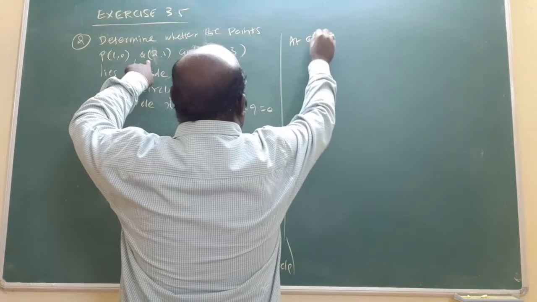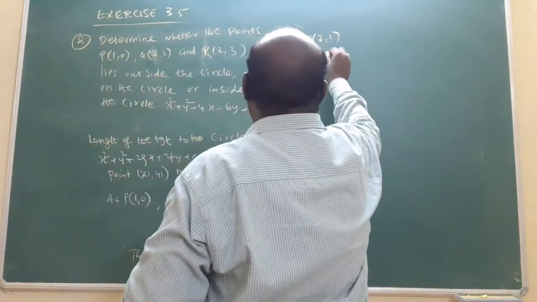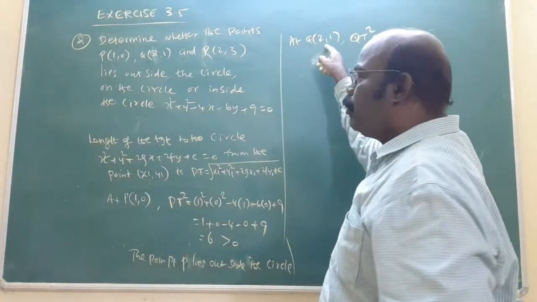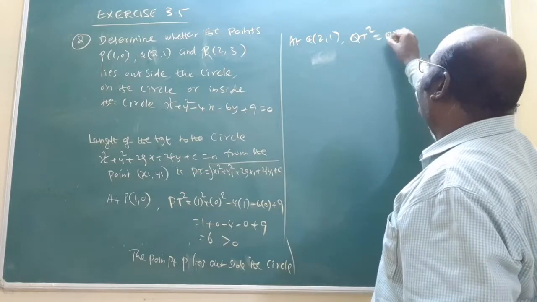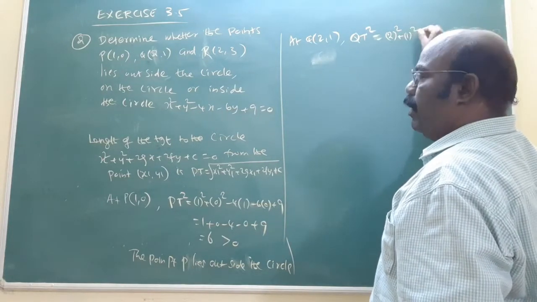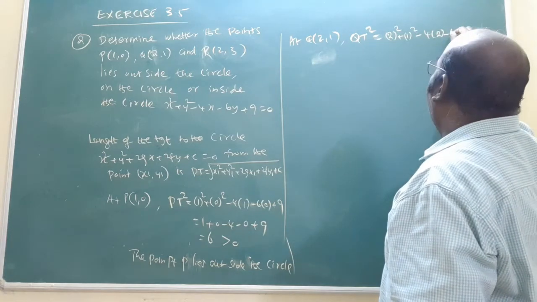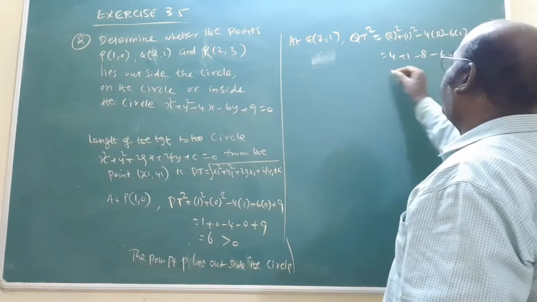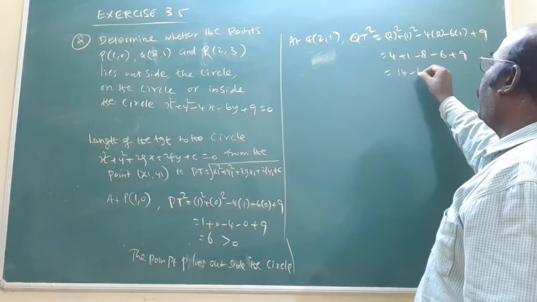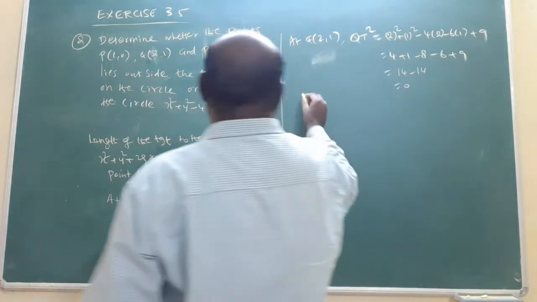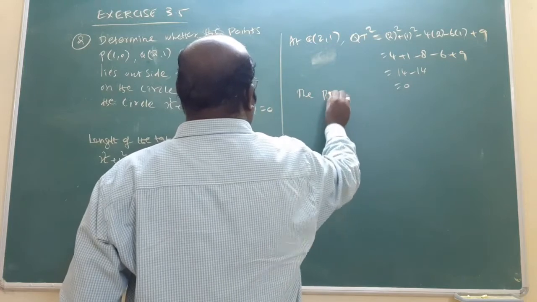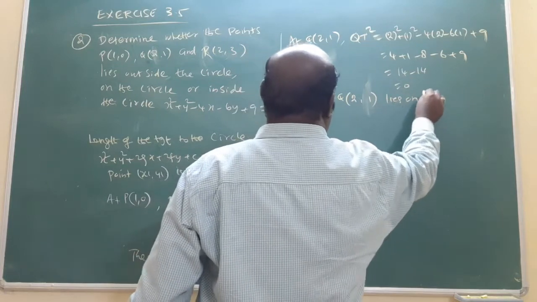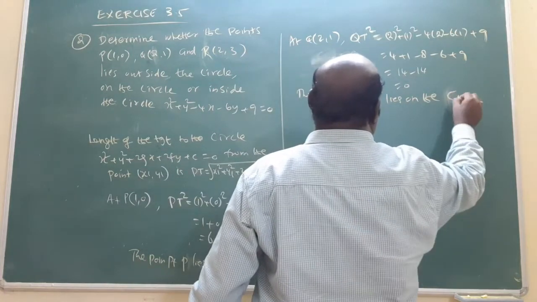In this way, what is the next point? At Q of 2, 1. QT square equals substituting this point in the given circle: 2 square plus 1 square minus 4 into 2, minus 6 into 1, plus 9. 4 plus 1 minus 8 minus 6 plus 9 is 14 minus 14, which is 0. Therefore, the point Q, 2, 1 lies on the circle.